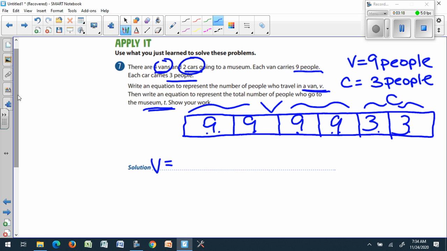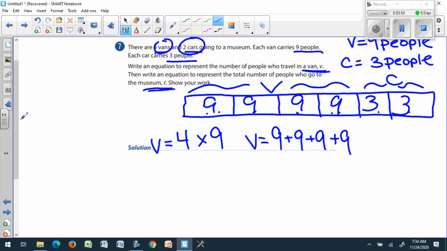Okay, so I think the easier equation, right, if I have 4 9s, we know our multiplication. I'm going to say that V equals 4 times 9, because I have 4 vans, each van has 9 people. That's a multiplication sentence. But I also know that multiplication is repeated addition. And so what I could do is 9 people plus 9 people plus 9 people plus 9 people. That one is not as easy to do as 4 times 9, but it still will get you the right answer. So either one of those works.